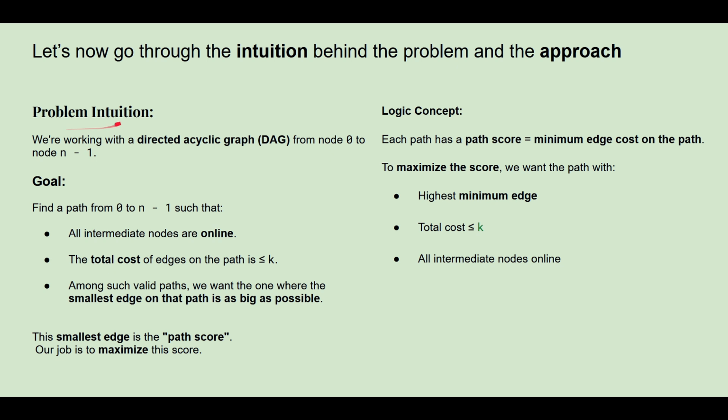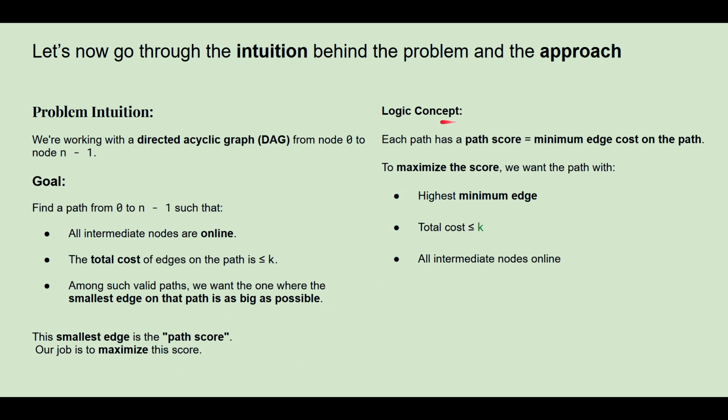As we know, the intuition is that we are working with a DAG from 0 to n-1 nodes. Our goal is to find a path from 0 to n-1 node, where all the intermediate nodes are online. The total cost of the edges should be less than or equal to k, and among all such paths, we want the one where the smallest edge on that path is as big as possible.